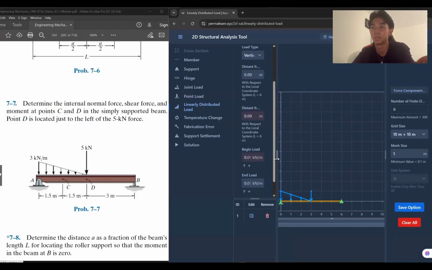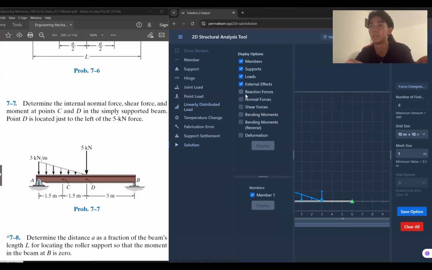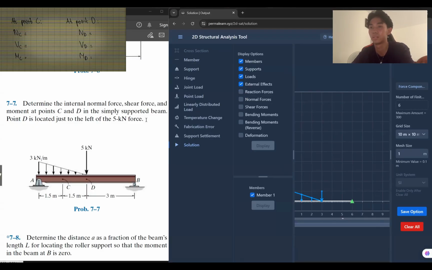Okay, so now we have the two supports, the two forces and the load, and we have the beam, so everything is ready. So let's go to solution. We want to find the normal force, shear force and moment, but let's start with the normal force.